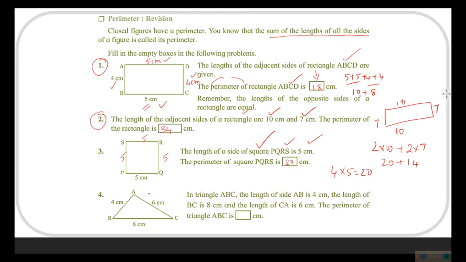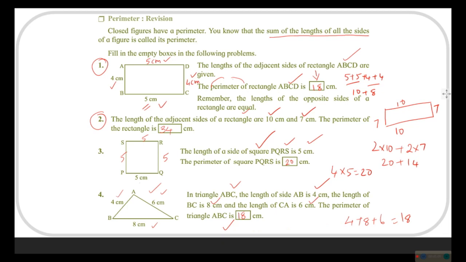Right? Here is a triangle, and three sides are given. The triangle is ABC. AB is 4 centimeter, BC is 8 centimeter, CA is 6 centimeter, and to find the perimeter we simply add 4 plus 8 plus 6. 4 plus 8 is equal to 12, plus 6 is equal to 18. We will write 18 here.